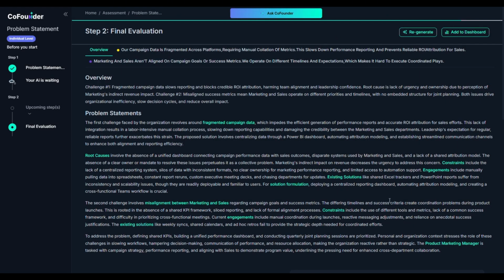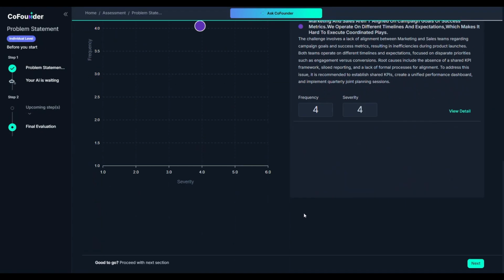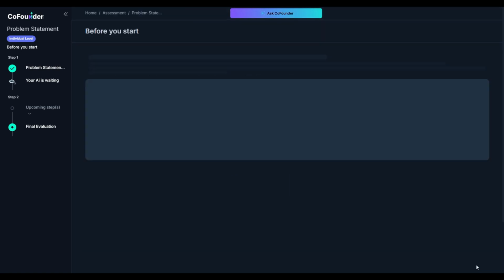Congrats! You've just completed the most important part of the innovation stream, problem statement clarity. As we said at the start, innovation doesn't fail from a lack of ideas. It fails from unclear problems. Thanks to Alex's inputs, the problems are now clearly defined, prioritized, and ready for action.